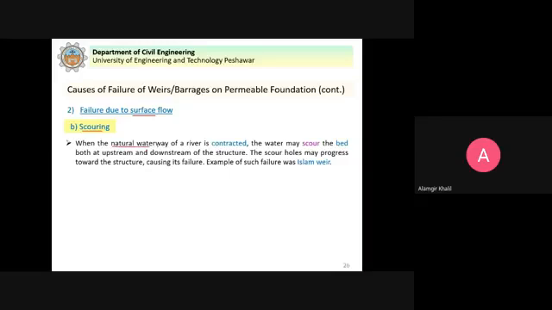So when the natural waterway of a river is contracted, you reduce the width of the channel. The discharge is the same, but water velocity will increase because the cross-sectional flow area is reduced. So water may scour the bed both at upstream and downstream of the structure. So the scour holes may progress toward the structure, causing its failure due to scouring. An example of such failure was Islam weir. So how to control this?